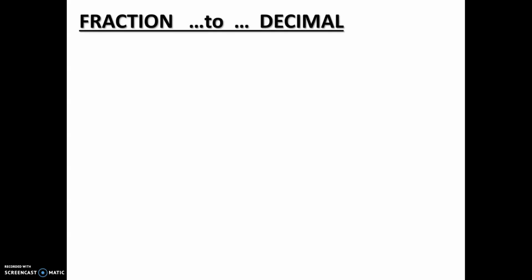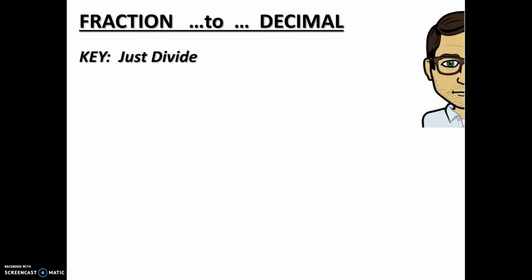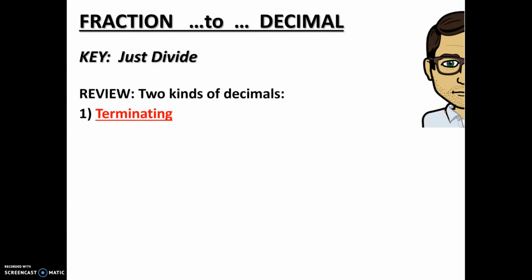Okay, so let's take a look at fractions to decimals now. This one only has one rule. The idea is just divide, right? Just divide. Yes, I know my face is a little creepy over there, but I'm divided in half. It's to help you remember. So once we have that, we've got a couple of ideas. There's two kinds of decimals. There's one called terminating, which you're going to want to fill in your notes. And those are decimals that stop.